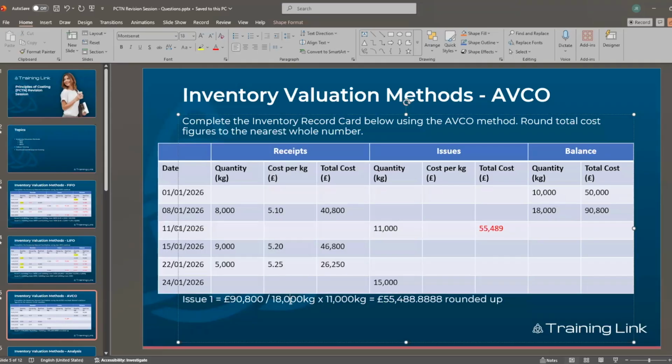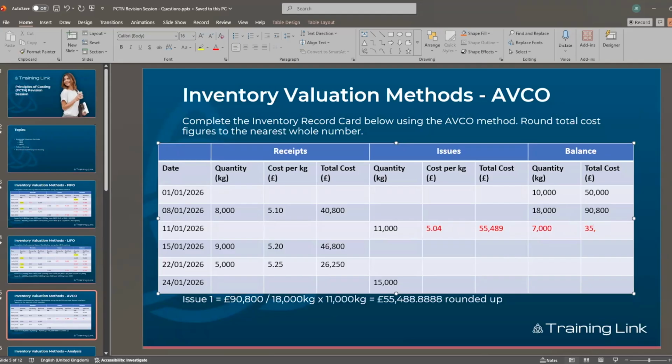So best thing to do, divide by the quantity of what you've got. Keep that number in your calculator because it's likely to be a long decimal number. Multiply that by the issue and then round at this final point here. Then when it comes to working out the cost per kilogram, do exactly the same as what we've done with the other ones. We take this rounded total cost and divide it by the quantity, and then that will give us our cost per kilogram. Okay, so really important note on the rounding in there.